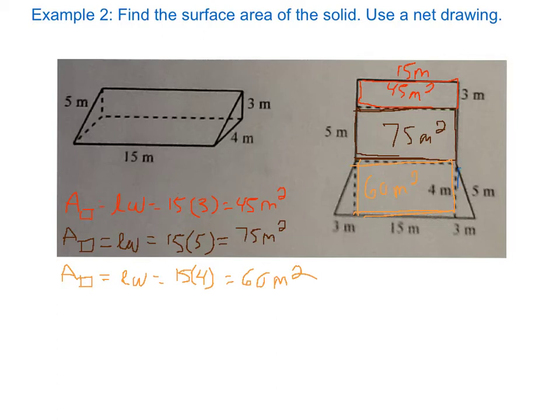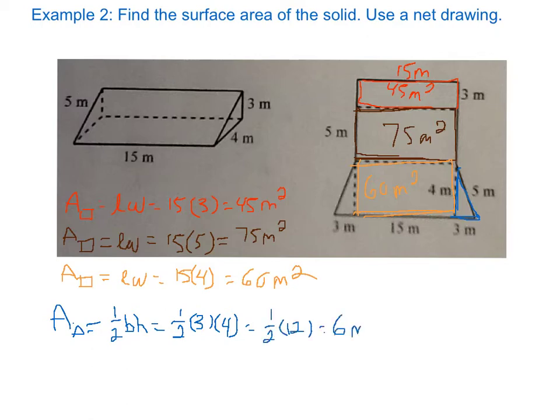Now we've got triangles. Here's one triangle here in blue. Happens to be the same as the other one, so if we were to find the area of the triangle, that's 1/2 base times height, and the base is 3, the height is 4. If we were to multiply that together, 1/2 times 12 would give us 6, so that's 6 meters squared. So we have 6 meters squared in there and in there.